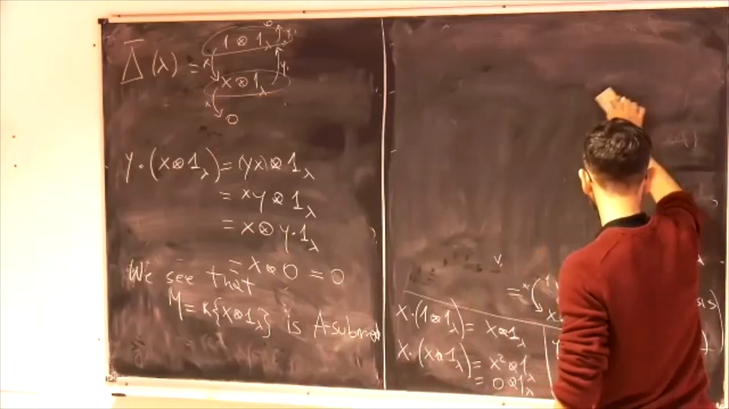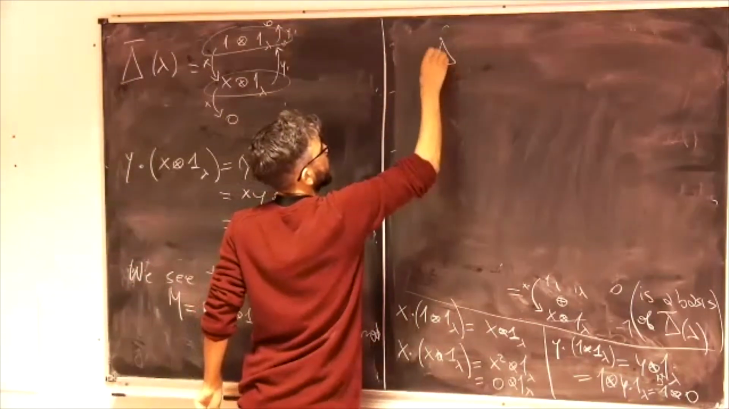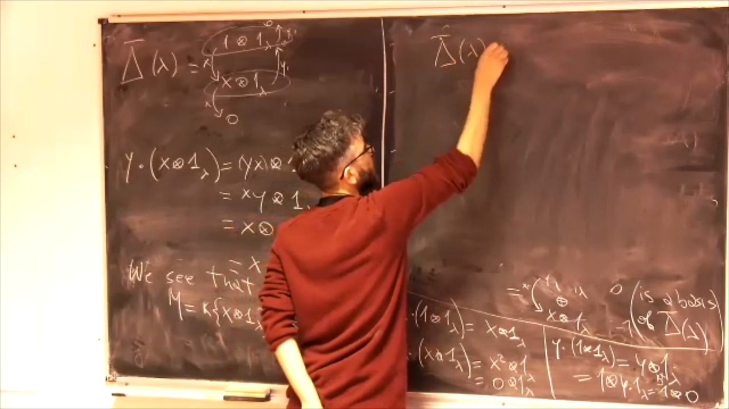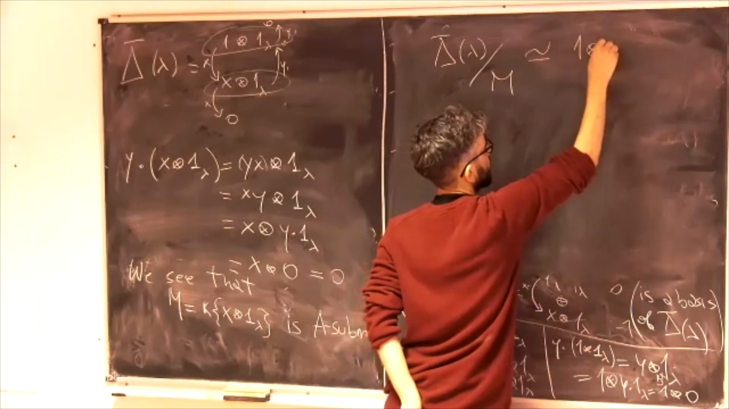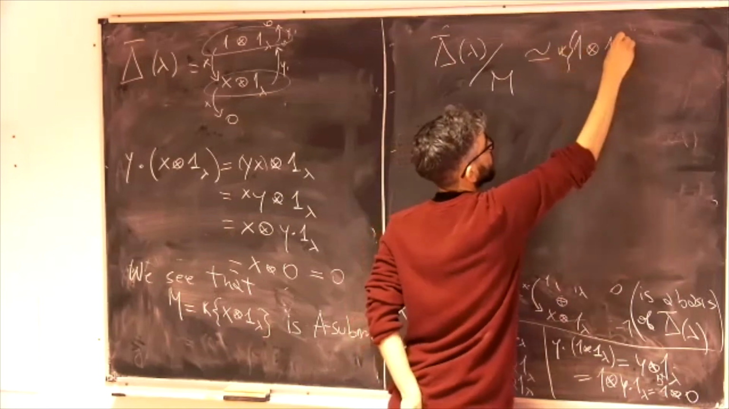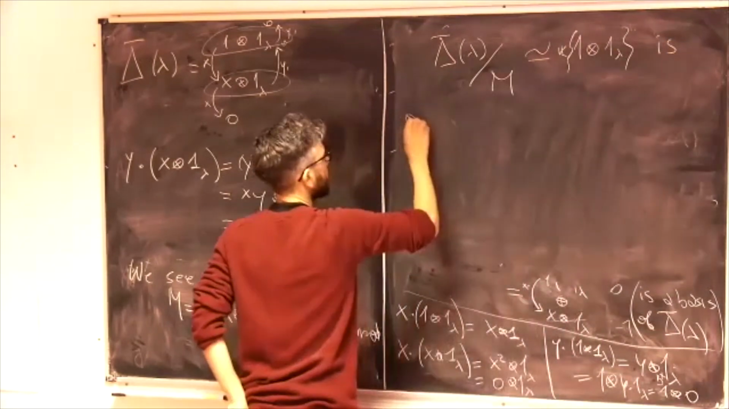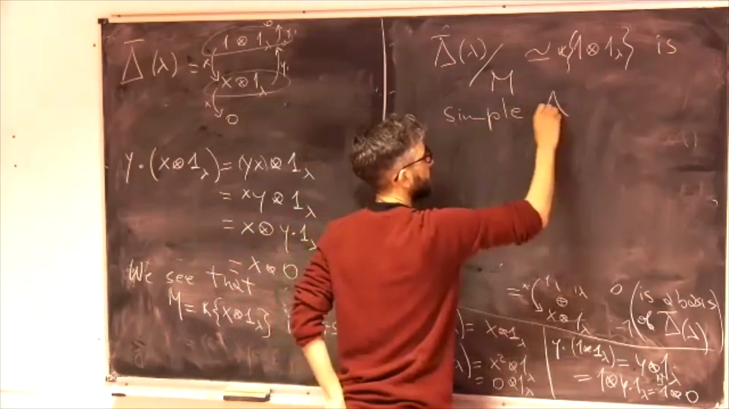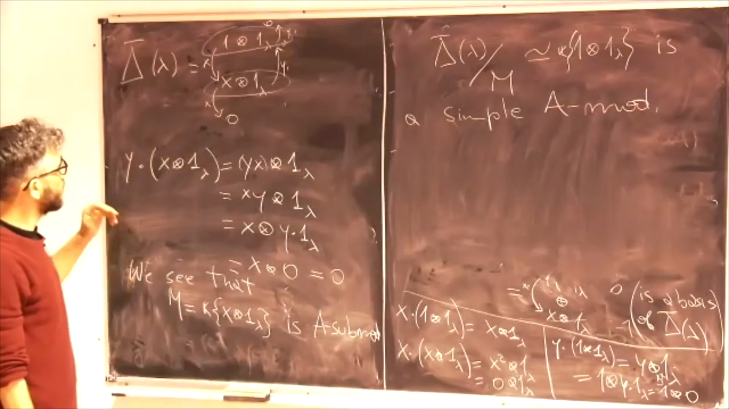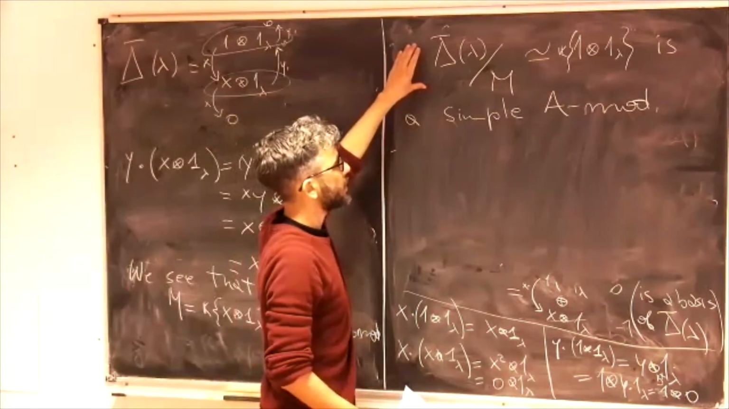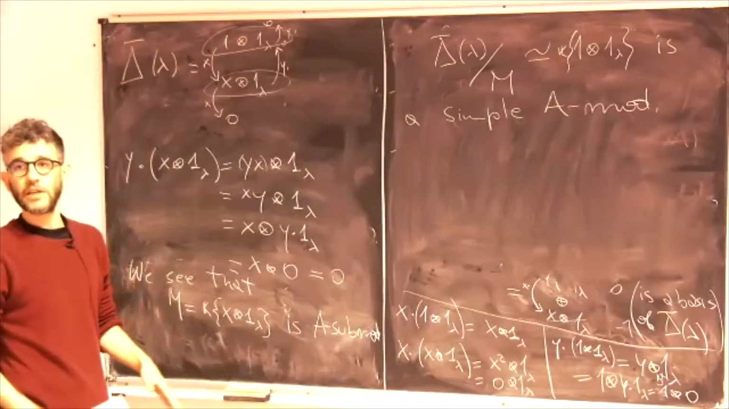So in this way we construct a submodule of this delta, the proper standard module. And if you consider the quotient, it will be isomorphic as a vector space to this, where it's a simple A-module. So in this way, what we did, we constructed the simple module of the beginning, where if you act by x or by y, this will be zero.